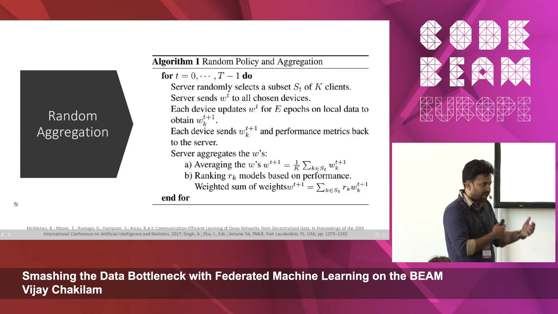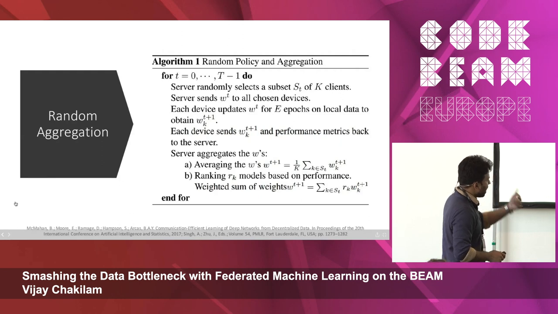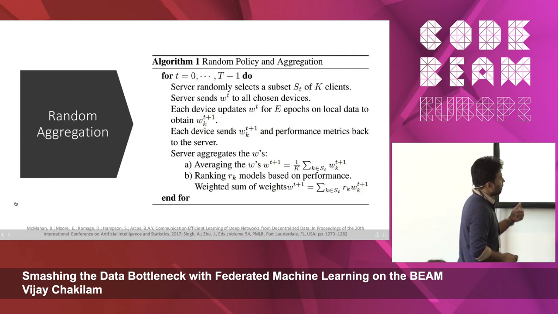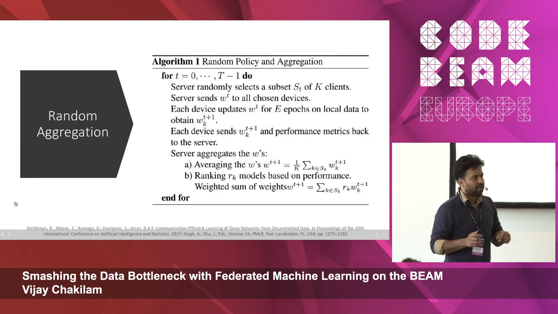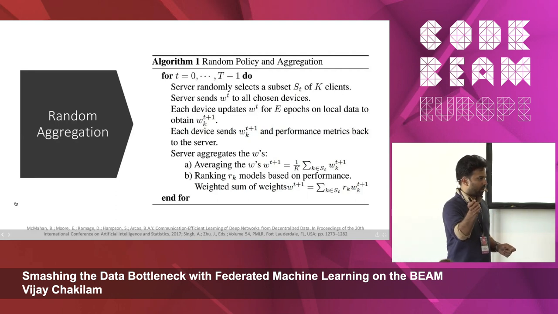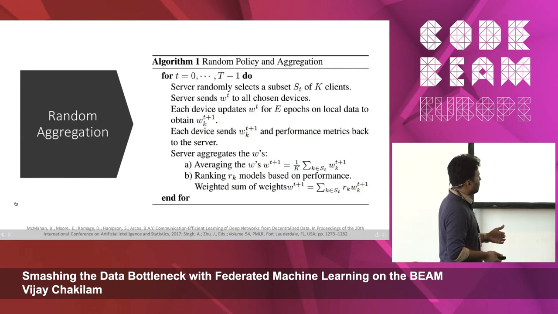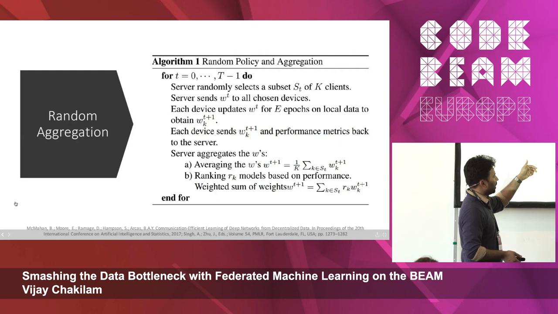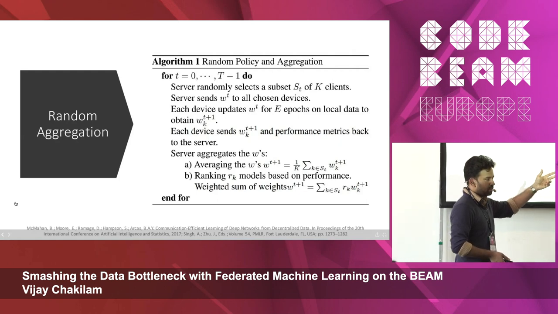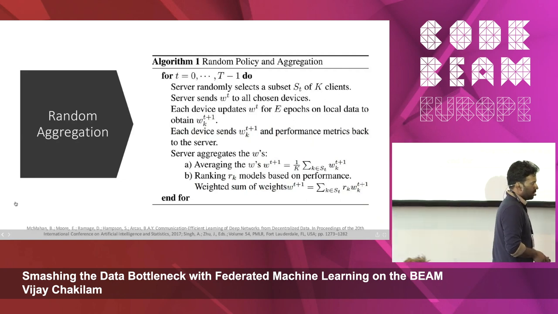The client trains locally with the weights that were sent by the global model, and then updates the weights from the local data. The updated weights along with the performance metrics are sent to the global server, and the server aggregates the weights either by a simple mean or by a weighted aggregation, as we noted earlier.